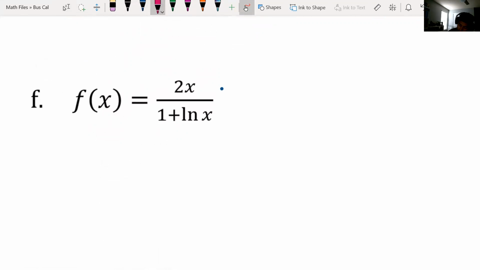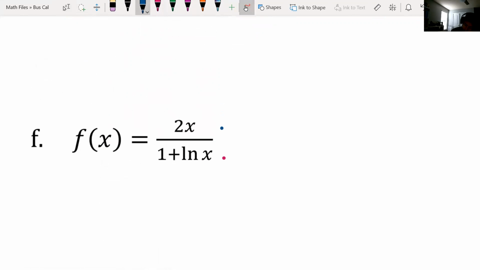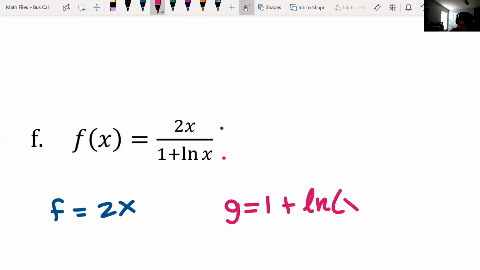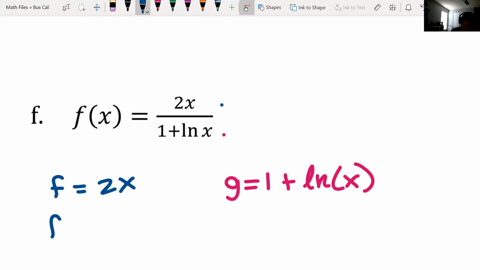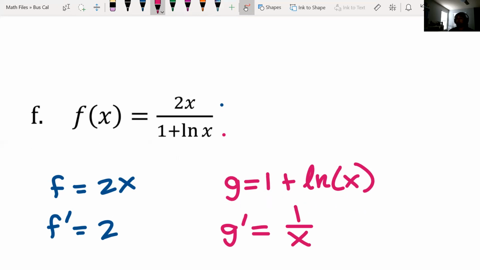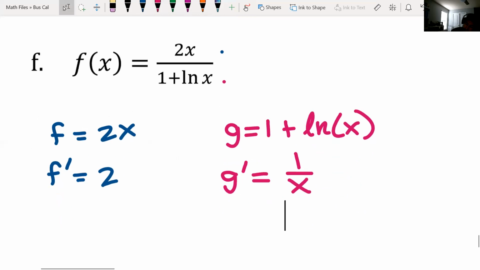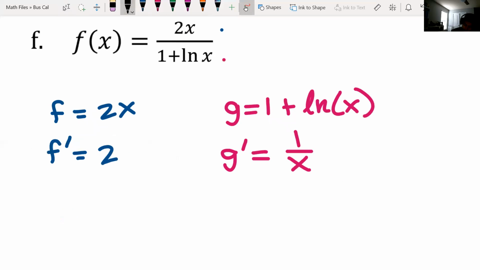So F and G. Bring this down a bit. There we go. So F will be 2x and G will be 1 plus the natural log of x. And then F prime is 2. G prime is 1 over x. All right, derivative's done. We are taking the derivative of f of x. So notation is f prime of x. And follow your quotient rule.